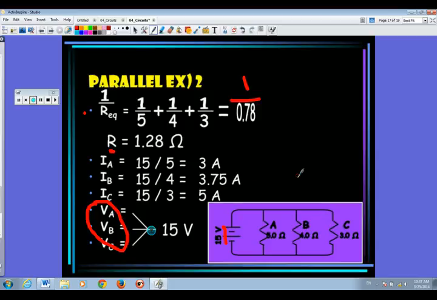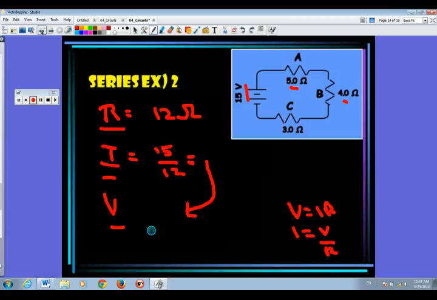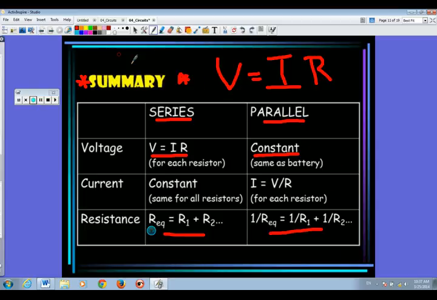Does that make sense? Find your resistance, find your current, find your voltage. Each has its own little quirks. That's why I'm going to go back to this other page here. This is what you need to commit to memory. Series circuit: voltage drops, current is constant, resistance is added. Parallel circuits: voltage is constant, current changes, and you use the inverses of your resistance. This is the most important slide on this puppy.